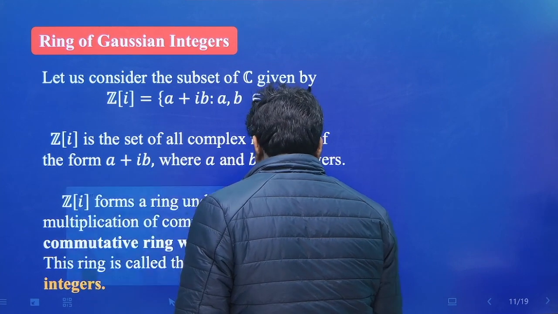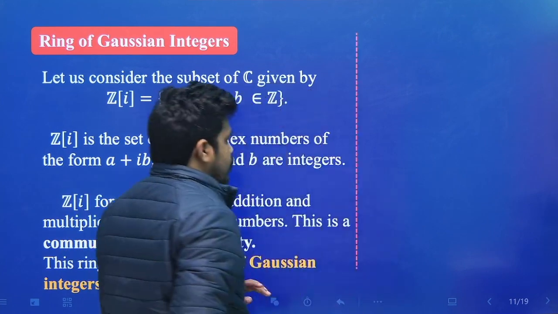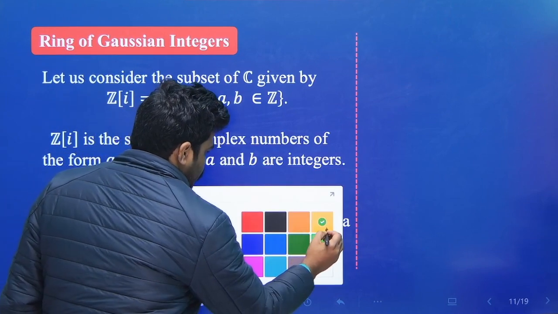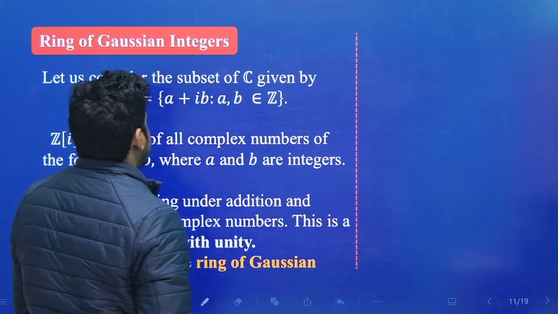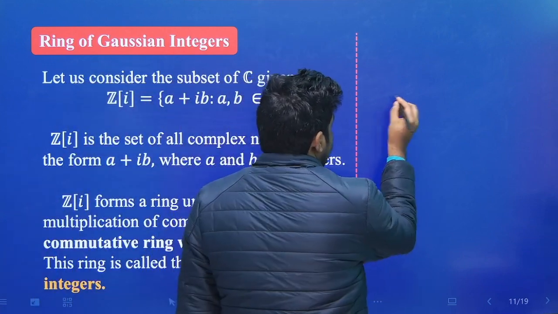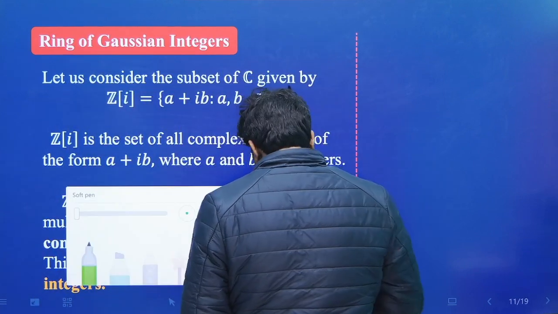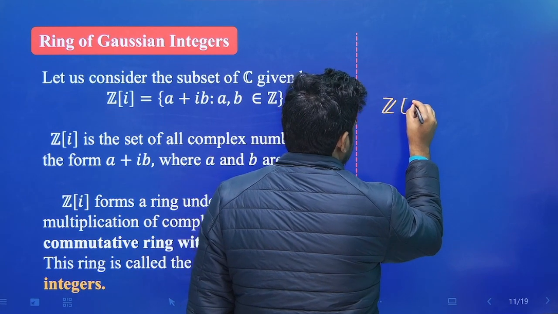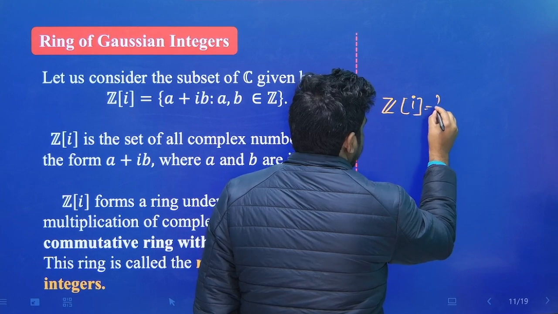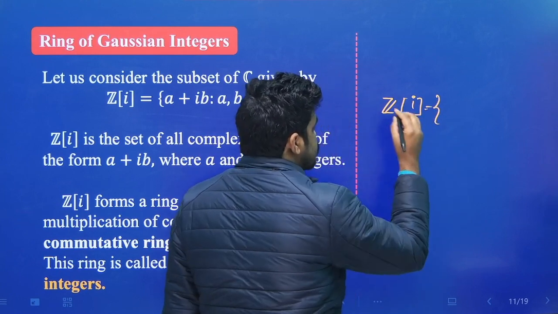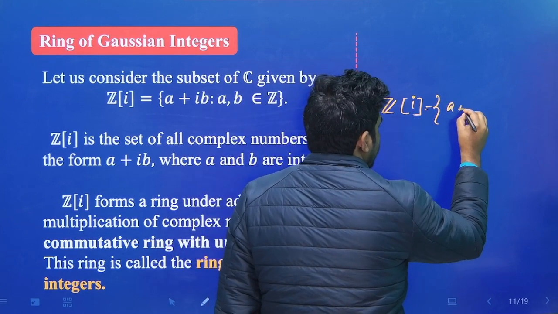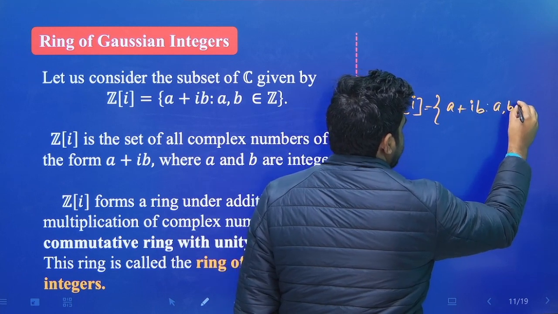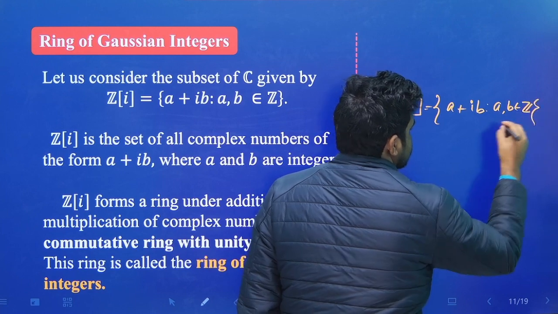So next, now we discuss the ring of Gaussian integers. It is a very very important topic. The ring of Gaussian integers is denoted by Zi. Okay, what are the elements of Zi? The elements of Zi are of the form A plus IB, where A and B are integers.